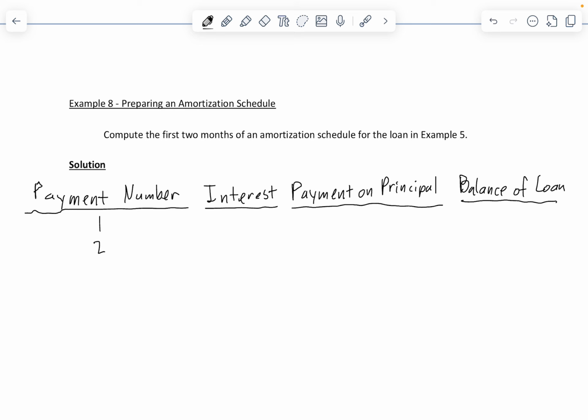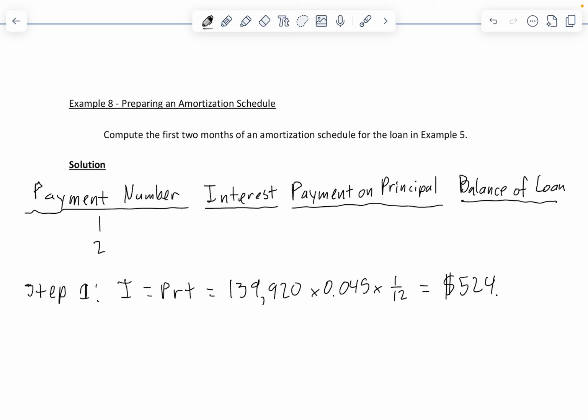Okay. So step 1, we would want to find the interest for month 1 to find the number that goes right here. Okay. So using the simple interest formula, I equals PRT. Remember the principal, the starting principal of the loan was $139,920, and the rate was 4.5%. And for 1 month, that would be 1/12, and that works out to be $524.70. So that's the number that goes right here, $524.70.